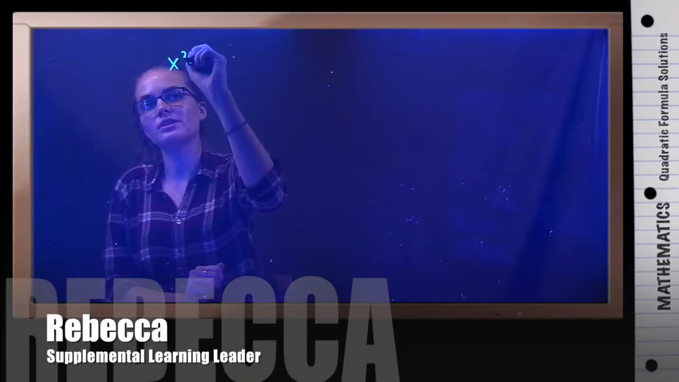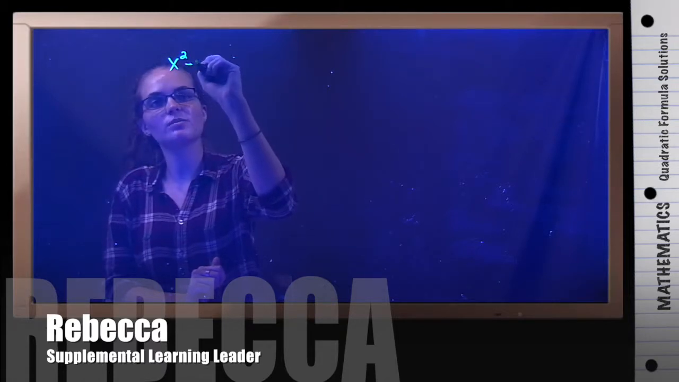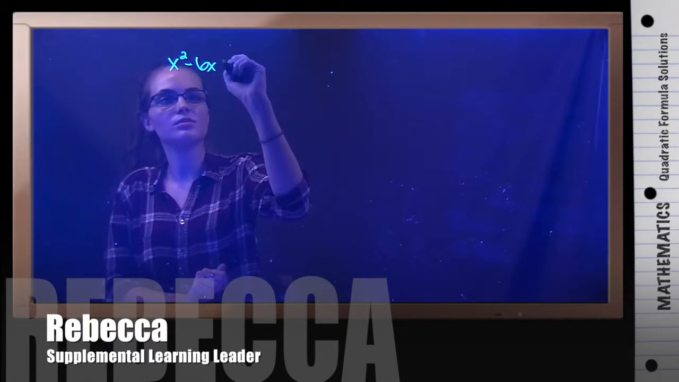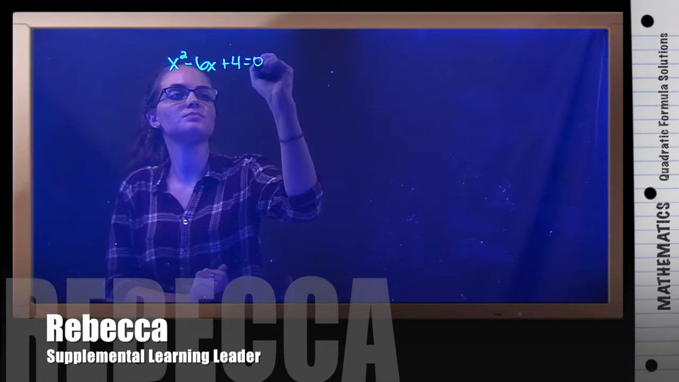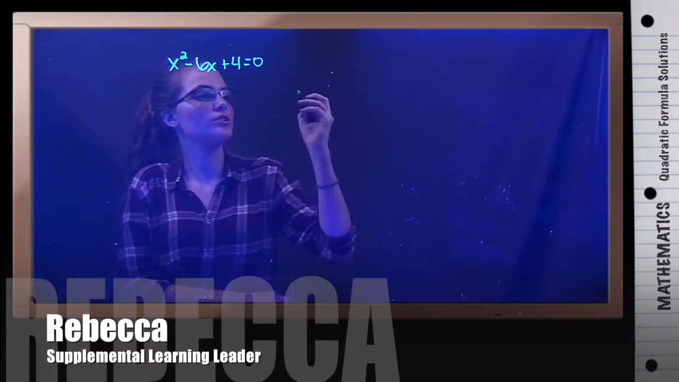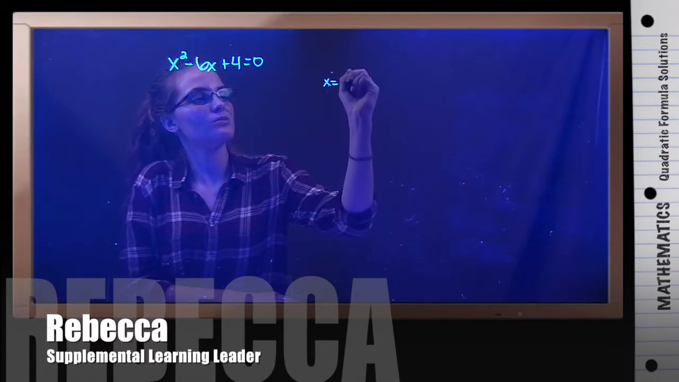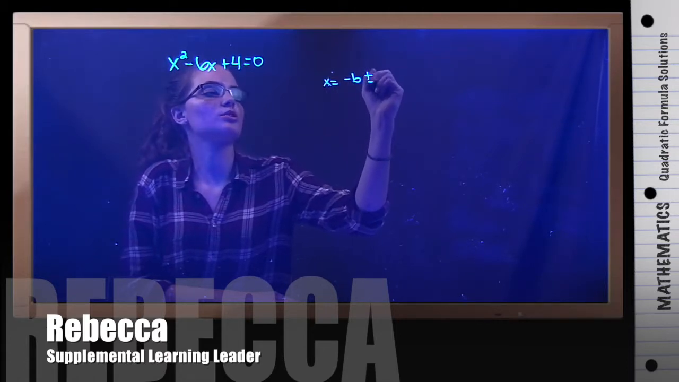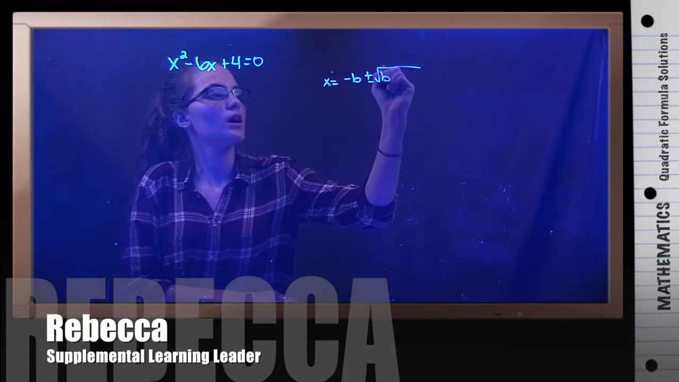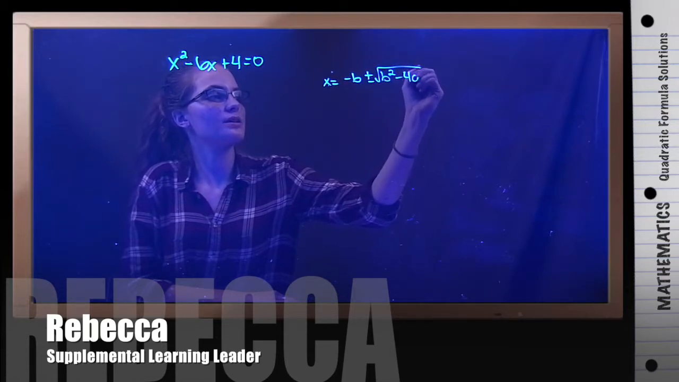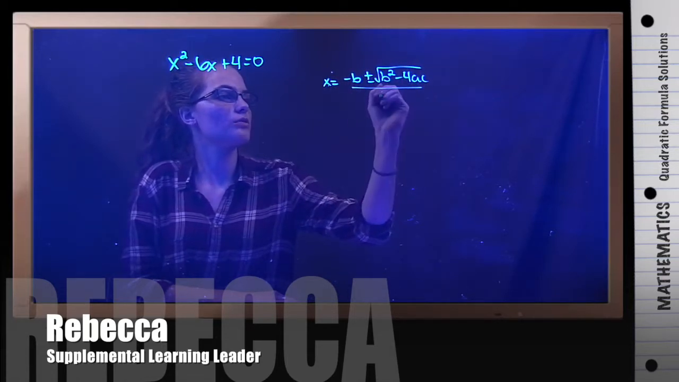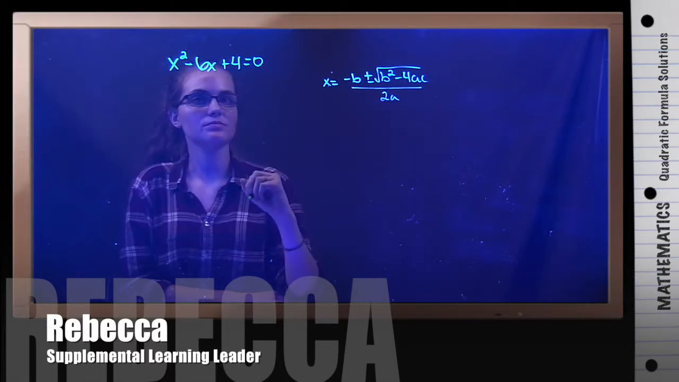For this example, we're going to solve using the quadratic formula. x squared minus 6x plus 4 equals 0. To solve using the quadratic formula, first I'm going to write down the formula. x equals negative b plus or minus the square root of b squared minus 4ac all over 2a.